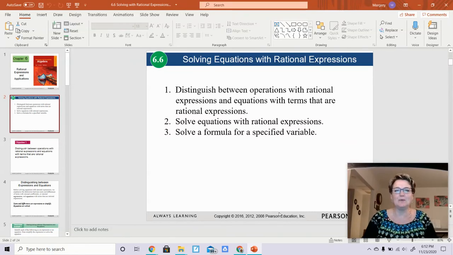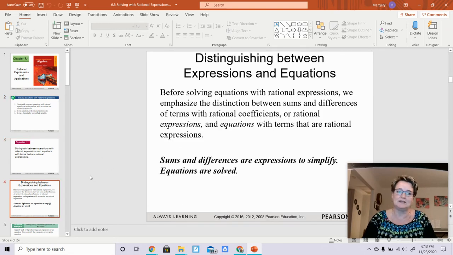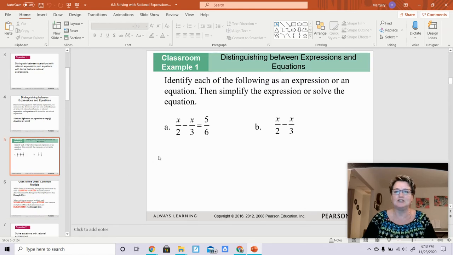Hi, today we're going to work on 6.6, solving equations with rational expressions. What I want you to do is go through all of the notes and read through them. I'm going to jump right to the problems.